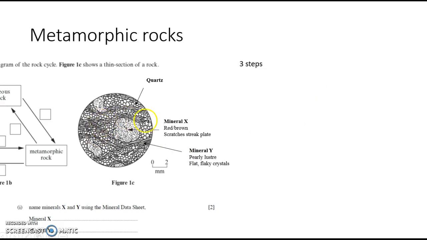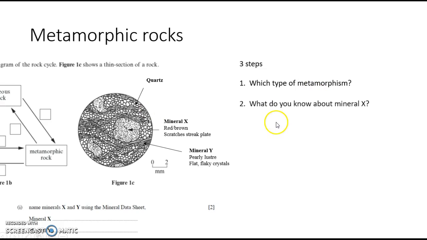So you can see that it's got foliation within it, and that's going to give you a clue of what type of metamorphism is taking place here. It's not contact metamorphism because you've got foliation taking place, so it's clearly regional metamorphism. What do you know about mineral X? Well, it's red-brown and scratches the streak plate. Mineral Y is pearly in lustre and has flat, flaky crystals again.